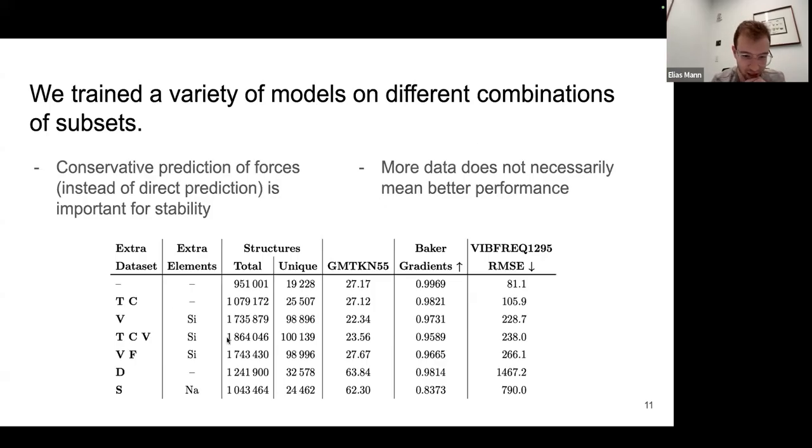So these letters here correspond with the data sets I previously mentioned. T is Transition1x, C is Coley 3+2, V is Vector QM, F is Finch, D is Denali, and S is Splinter.